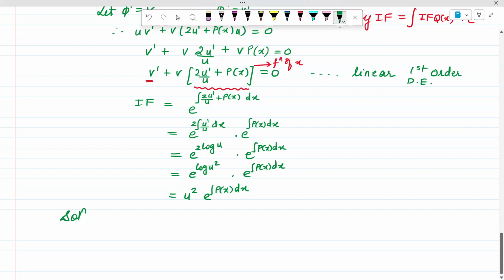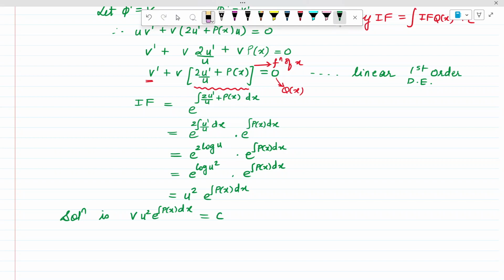Now the solution will be given by v times the integrating factor, because this time the dependent variable is v. Integrating factor is this, equal to the integral of integrating factor into 0. No, this right hand side is your q of x, which is 0. So this 0 part we can just ignore, as the integral of 0 is going to be 0 or constant, and you just have to write a plus c then. Okay, the constant part. So instead of writing plus c, I'll directly write c. I hope this is clear.